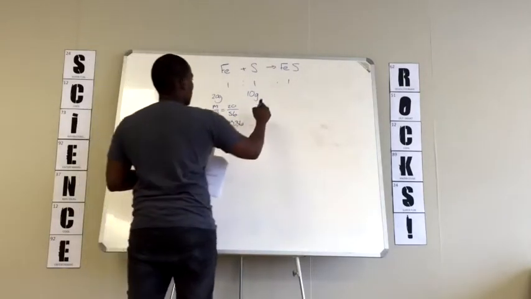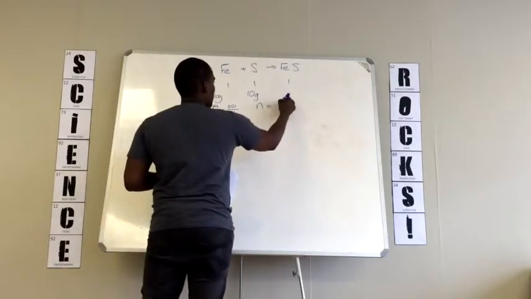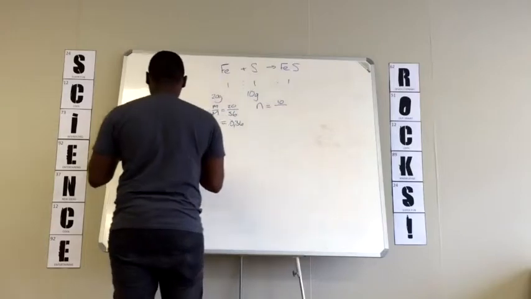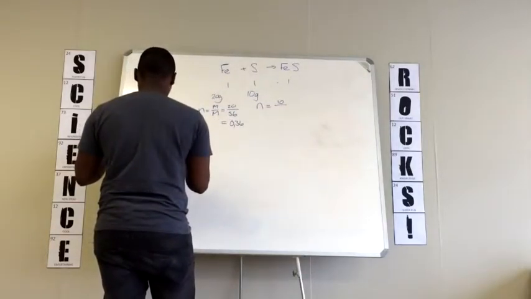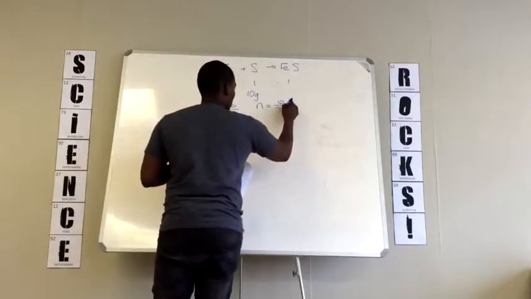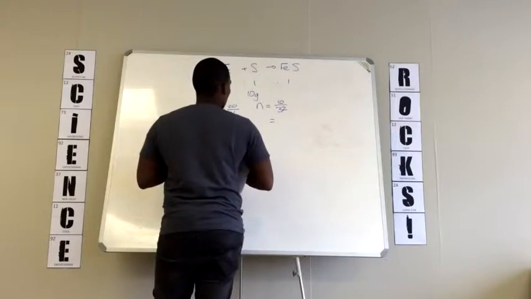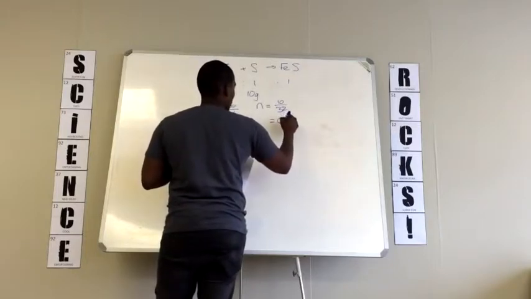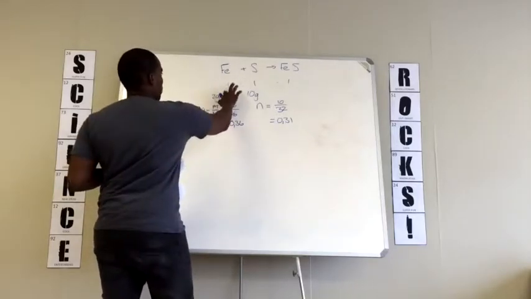So let's look at sulfur then. How many moles of sulfur do we have? We're going to apply the same equation. We're going to end up with 10 divided by, what's the relative molecular mass of sulfur? 32. Okay. How many moles is that? 0.31. Yeah. Okay. So they have to react in a 1-to-1 ratio.